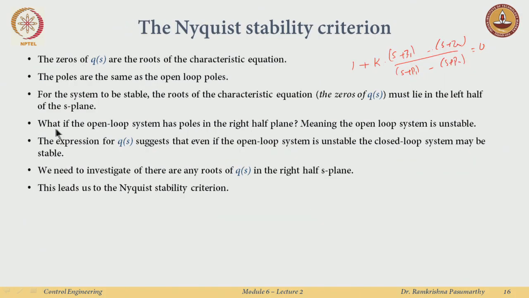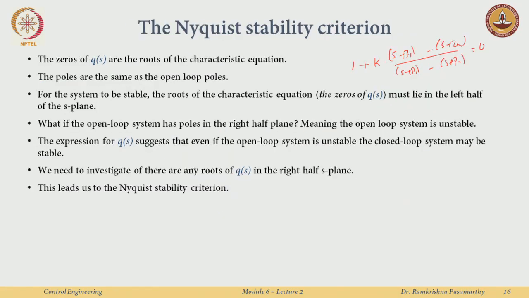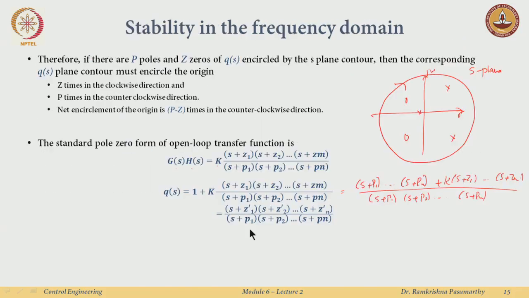Okay. Then the question arises, what if the open loop system has a pole in the right half plane, which means that the open loop system is unstable. Say this P1 is at plus 1, does not matter. Even if it is at plus 1, I may have all these Z1 till Zn on the left half. The expression for Q(s) therefore suggests that even if the open loop system is unstable, the closed loop system may be stable, because these are the open loop poles and these are the closed loop poles.